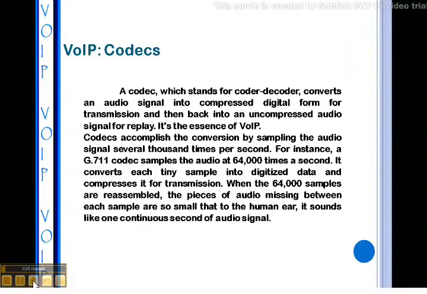Codecs accomplish the conversion by sampling the audio signal several thousand times per second. For instance, a G.711 codec samples the audio at 64,000 times a second. It converts each tiny sample into digitized data and compresses it for transmission. When the 64,000 samples are reassembled, the pieces of audio missing between each sample are so small that to the human ear, it sounds like one continuous second of audio signal.